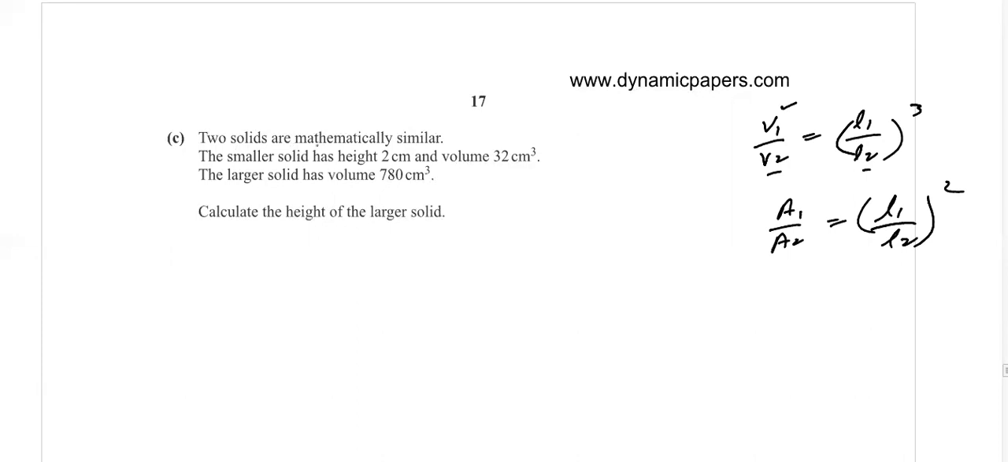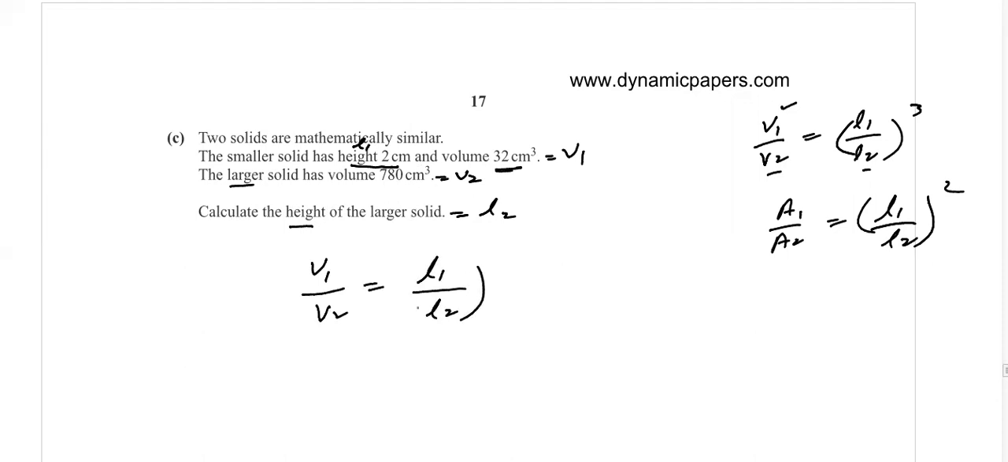So in this case, it's given that the two shapes are mathematically similar. The smaller solid has a height, this is the height of the smaller solid, meaning you can say this is L1, and the volume V1. For the larger solid, I'm giving the index 2. This volume is V2. We have to find the height of the larger solid, meaning L2. You can use H or L, it's your choice. So V1 over V2 should be equal to (L1 over L2) cubed, because it is the ratio of the volumes.